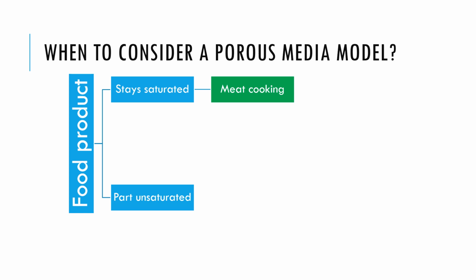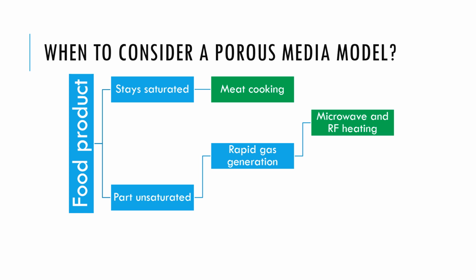Now, when the porous media goes at least partly unsaturated, which is most of the situations, we can think of two different groups. Either in processes that have rapid gas generation, and the other group is not so rapid gas generation. So in rapid gas generation, when do we have this kind of situation? This could happen, for example, in microwave and radio frequency heating that generates a lot of internal heat and therefore evaporates water, generating pressures.